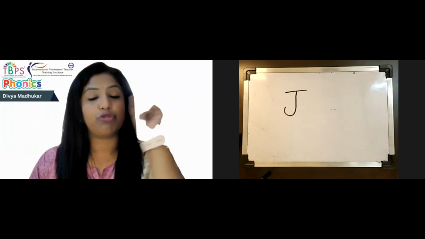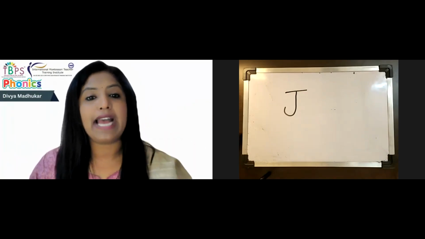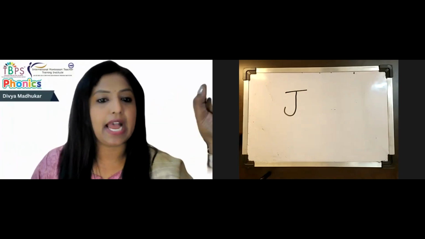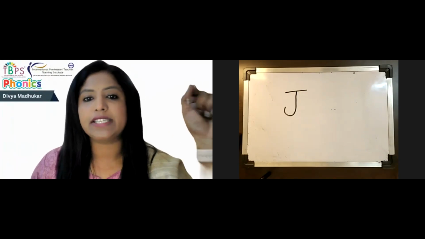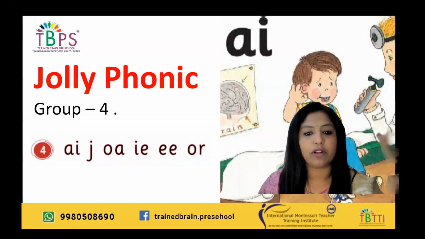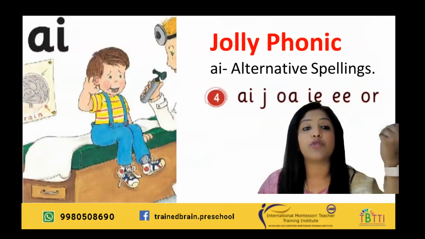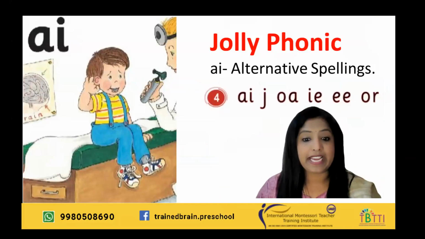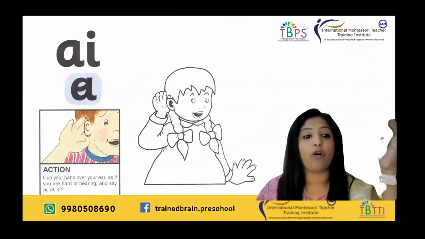But before we go to J, we also had seen that this AI has some alternative spellings, isn't it? So did we see that it also has some alternative spellings? What are those alternative spellings? Yes, ma'am. AY. Yes, lovely. You all remember.